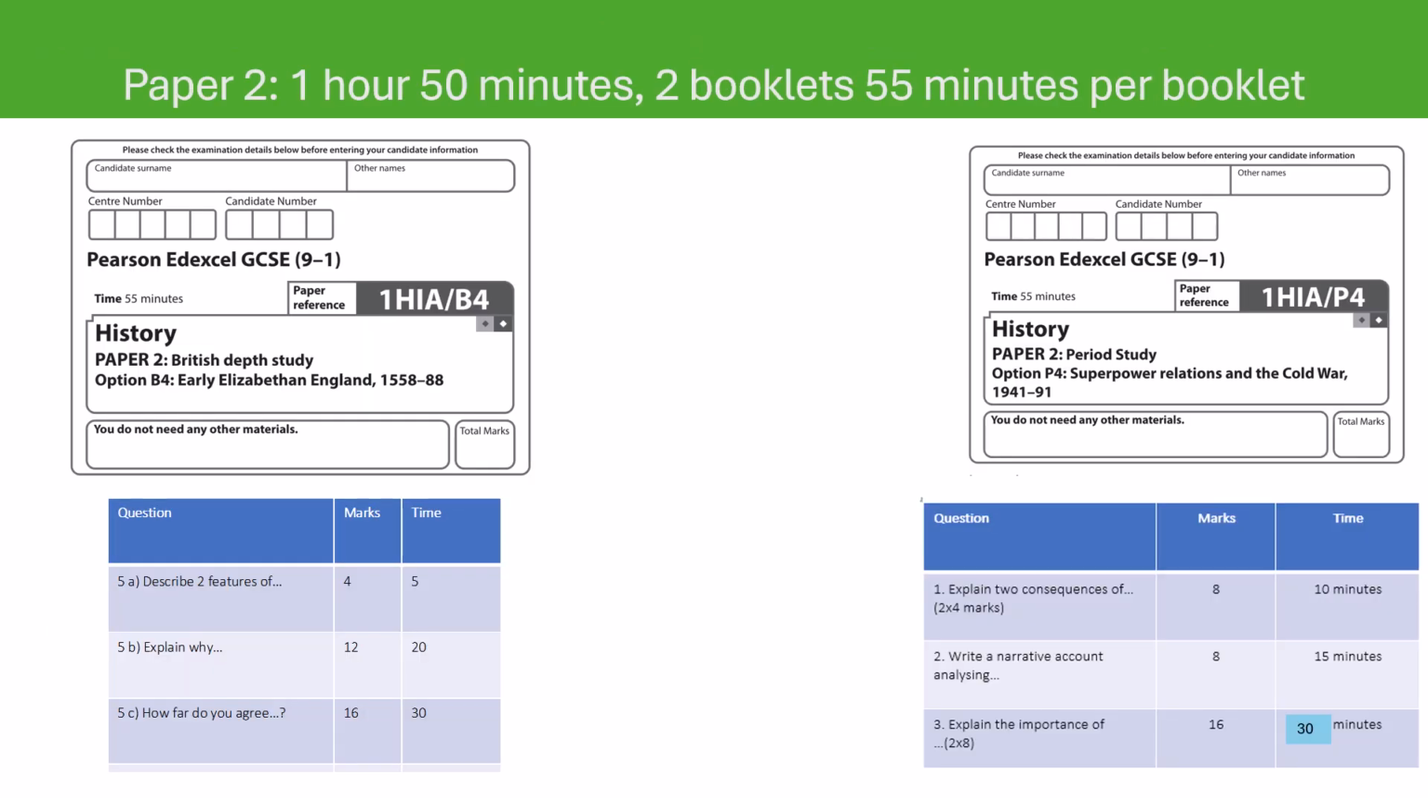So tomorrow, Year 11, you're going to be given 2 booklets, one with B4, Early Elizabethan England, and one that says P4, which is Superpower Relations and Cold War. You'll need to fill out both of those booklets with your name and your candidate number. You will have 1 hour and 50 minutes to complete both booklets. So that's going to be 55 minutes per booklet. So don't forget, you've got to complete both in that time, 55 minutes per booklet.